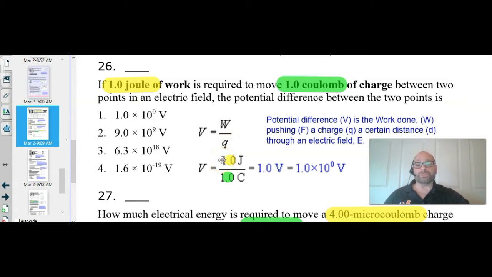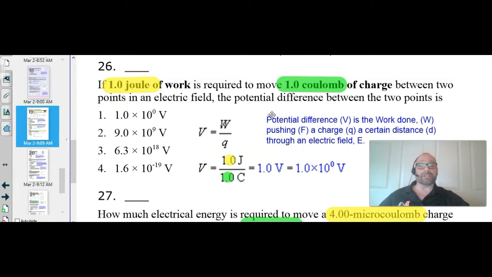So you have 1 joule of work pushing 1 coulomb of charge. 1 divided by 1 is 1 volt. So a joule per coulomb is a volt. So this is 1 volt. And as a reminder, potential difference V is the work done pushing a charge at a certain distance through an electric field. If you remember this statement, you will always have the entire concept.